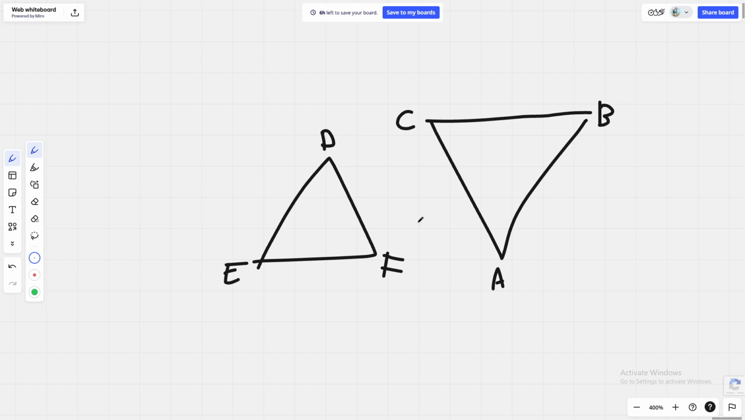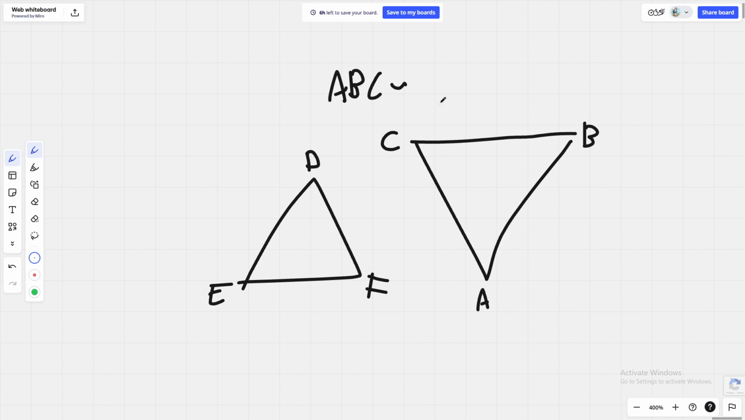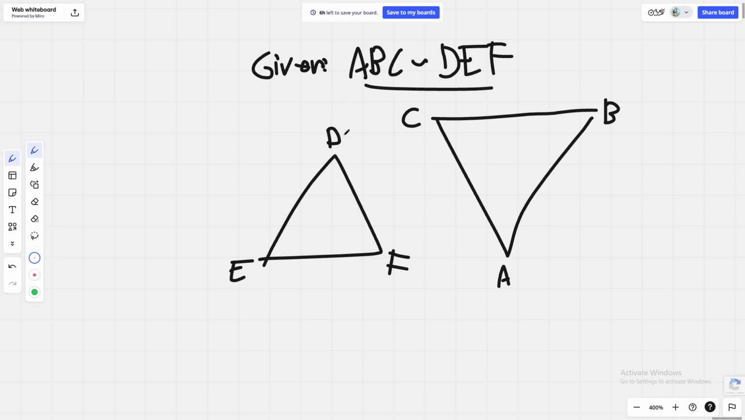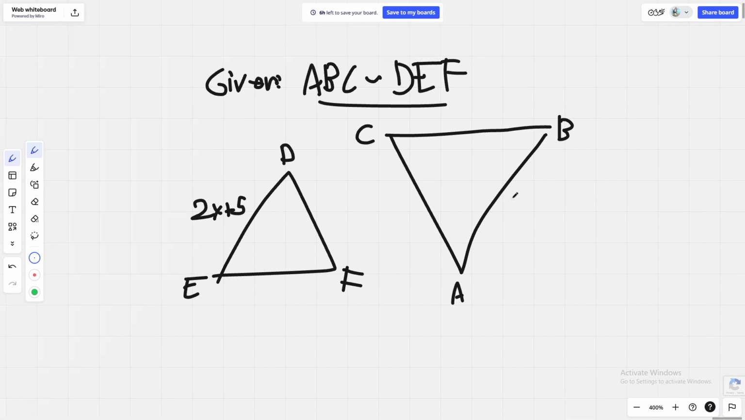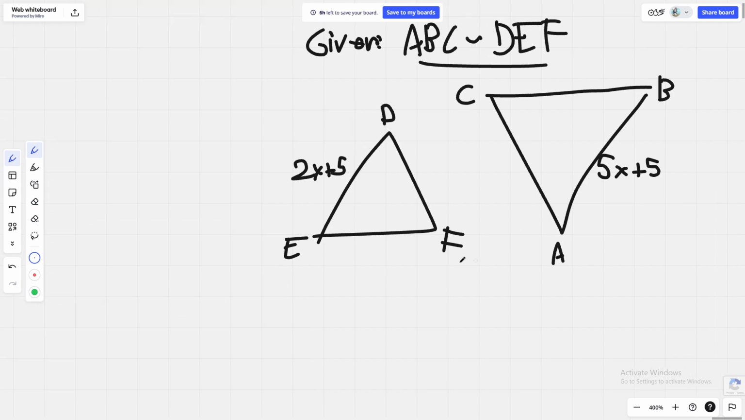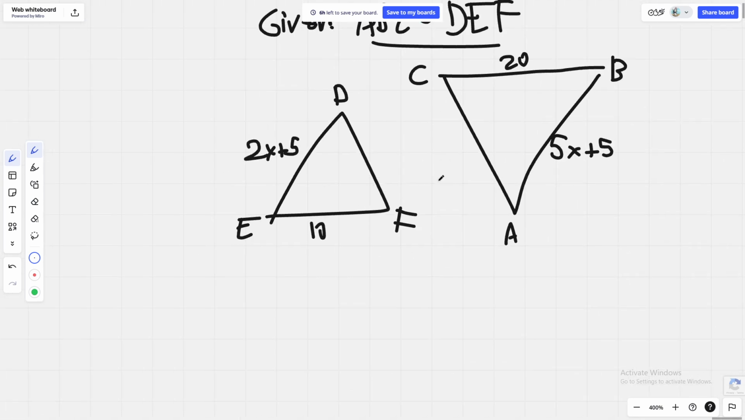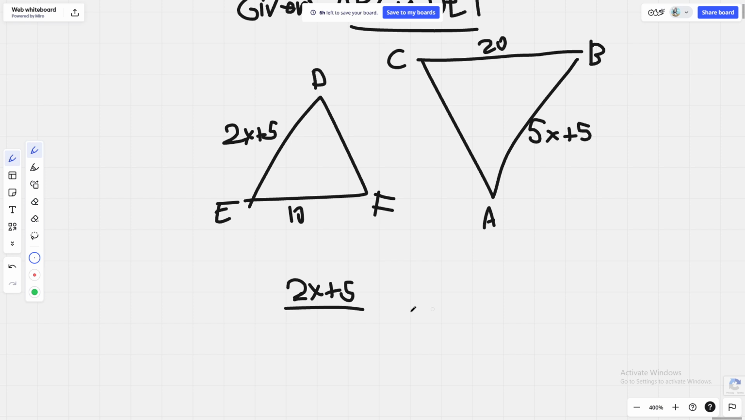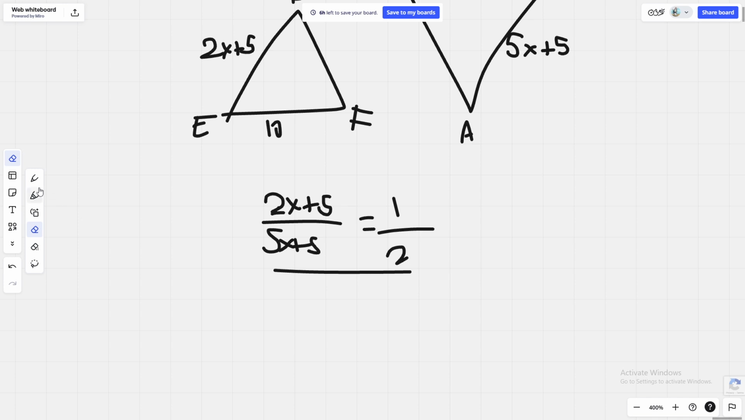Okay, there you go. So let's give them lengths. Oh wait, first of all, we need to state that ABC is similar to DEF. That's just given. We're not trying to prove that. So let's say that this is equal to 2x plus 5. This is equal to 5x plus 5. And for this one, let's say it's equal to 10. This is equal to 20. So let's make up our ratios. 2x plus 5 corresponds to 5x plus 5, and 10 corresponds to 20. That's our ratio, and we can simplify this to 1/2.